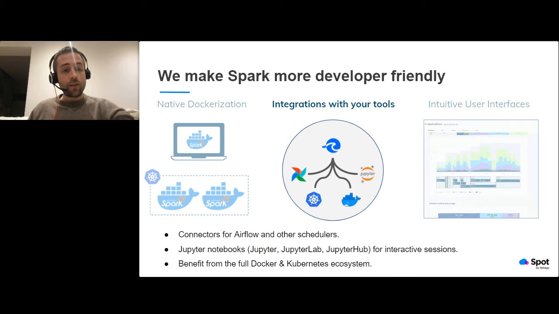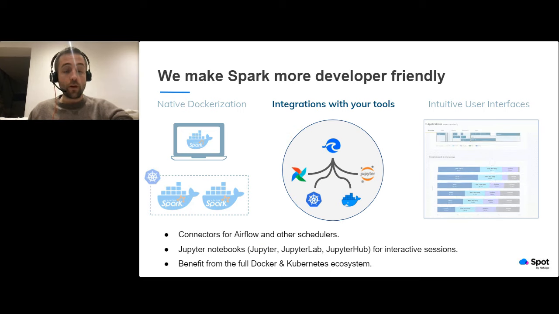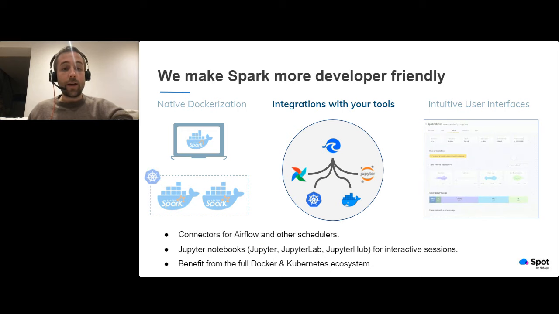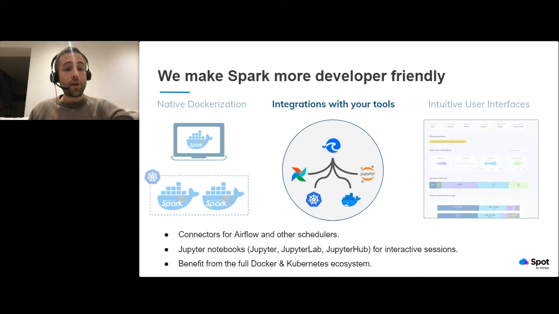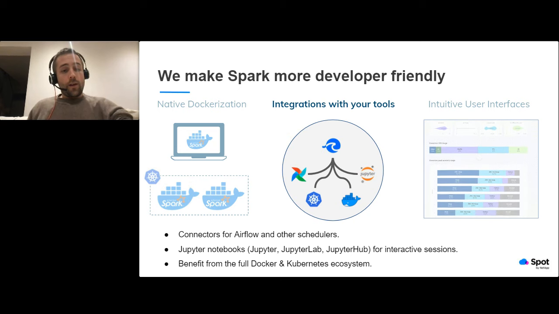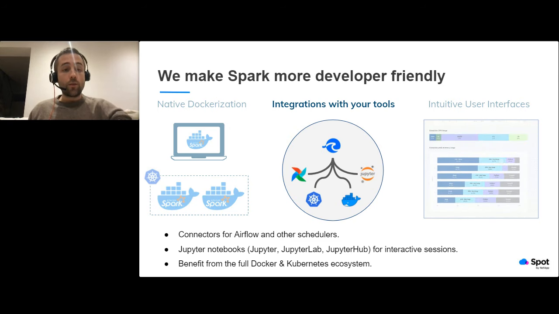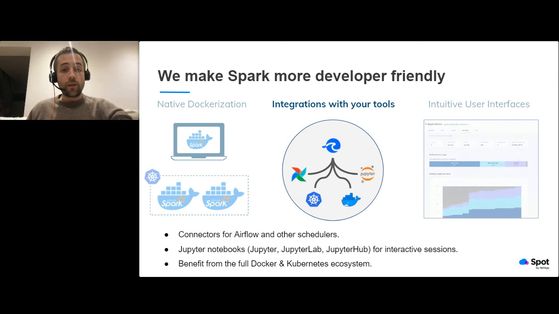And so you'll see that in the demo: integration with Jupyter, integration with Airflow, integration with other schedulers, because we actually provide a REST API that makes it easy to submit Spark applications from anywhere. And then, obviously, you also benefit from the Docker and Kubernetes ecosystem. So any tool that works with Docker, that works with Kubernetes, can work with Spark on Kubernetes.